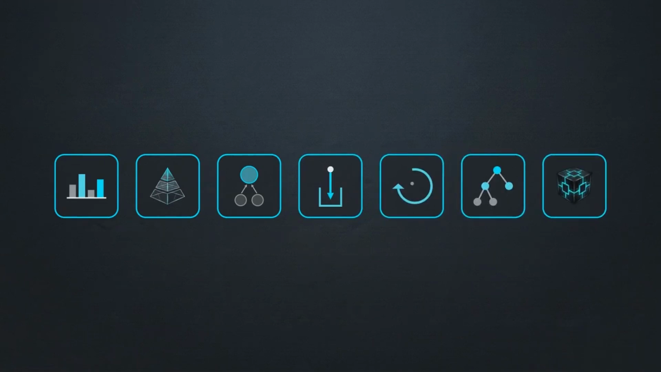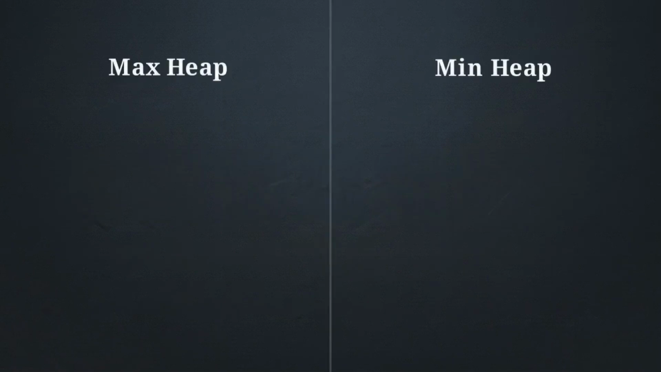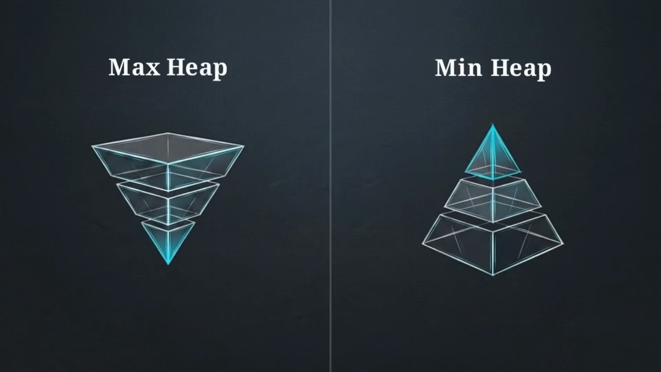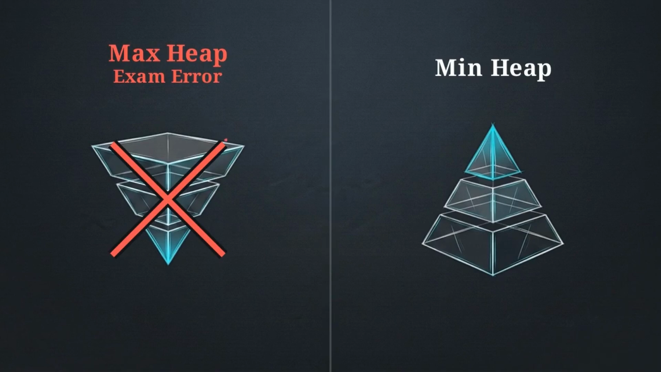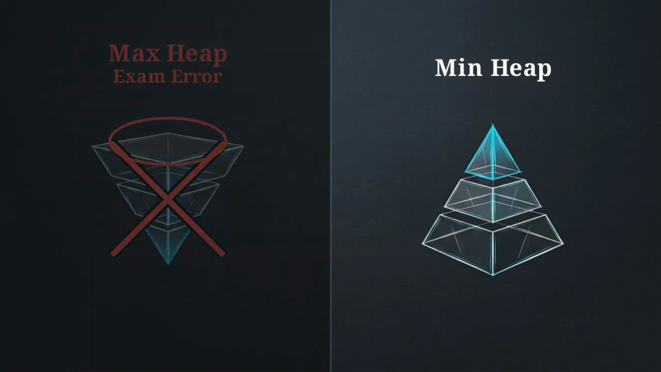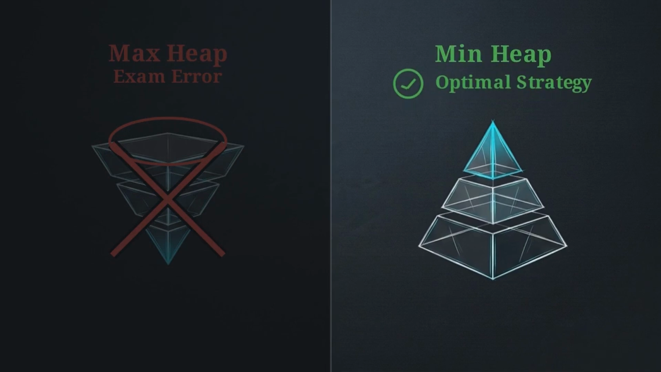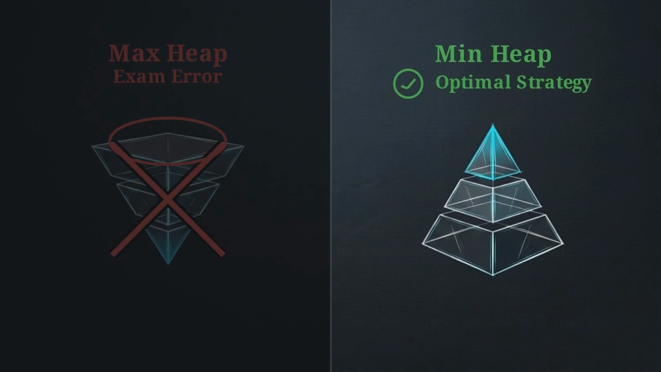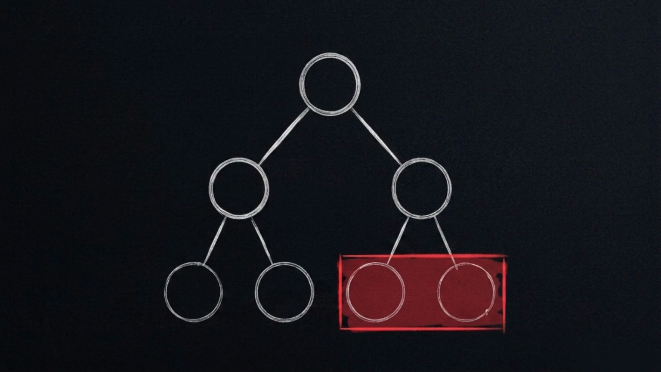Common exam mistakes include choosing the largest frequencies first, or accidentally building a max heap where the biggest numbers sit at the top. Either error leads to a non-optimal tree. Huffman coding follows the greedy method by making the locally optimal choice at every step and never reversing a previous decision.